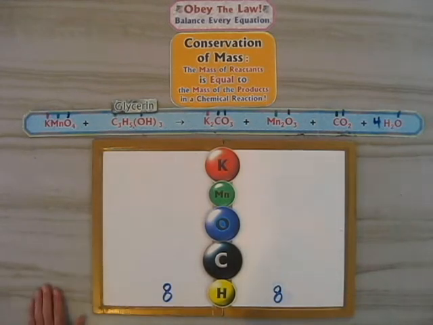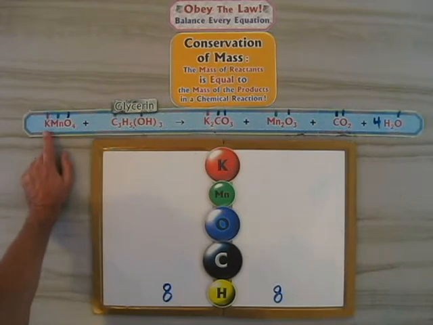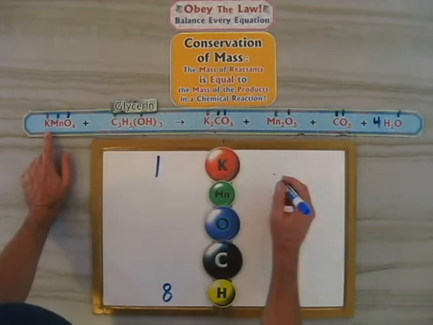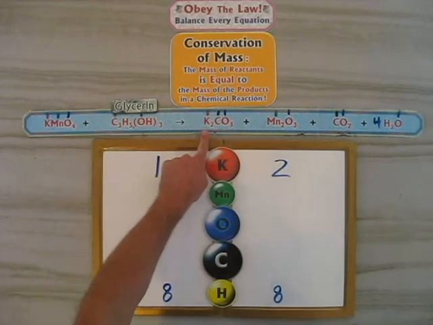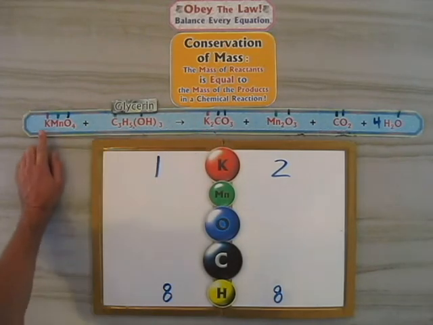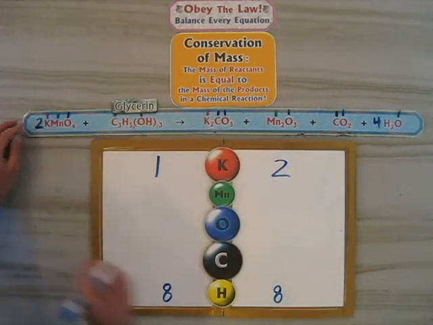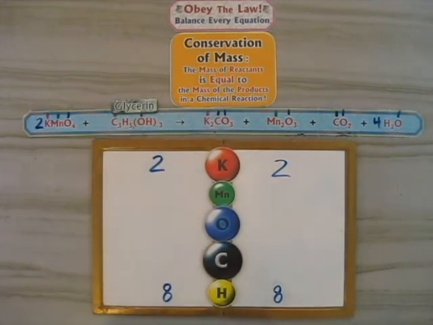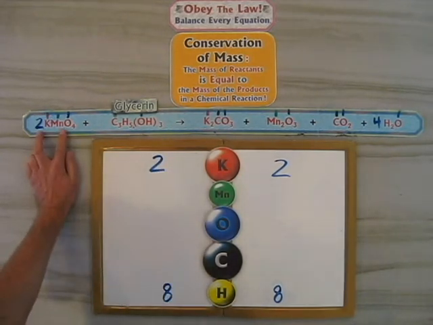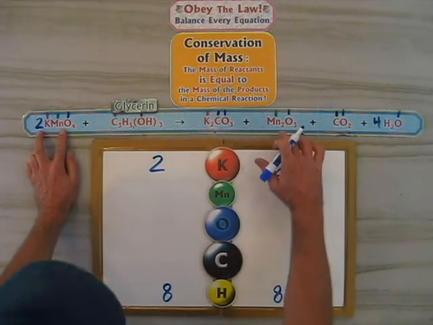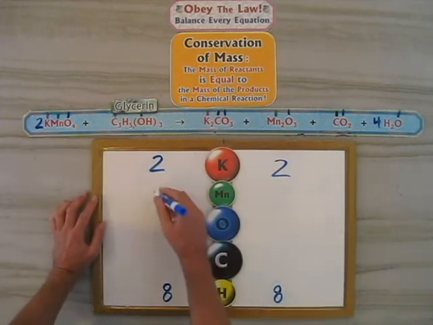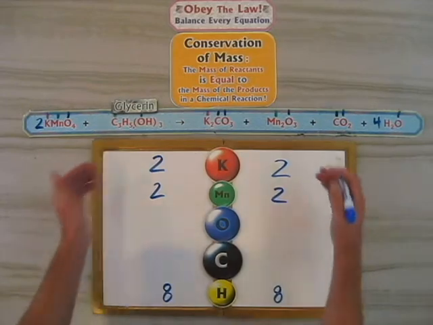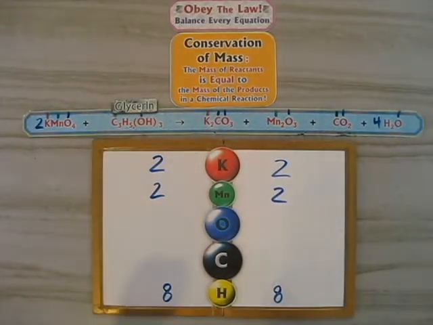Now let's deal with the potassium. Potassium, there's 1 on this side, and there's 2 on this side. Okay, so how can I make this one 2? Well, just double it right there. Boom. 2 potassium on each side. And then, oh, that also gives me 2 manganese, right? And I've got 2 manganese on this side, so that's good. 2 and 2. So look, we've already got 3 of the 5 balanced. So this should be really, really easy, right?